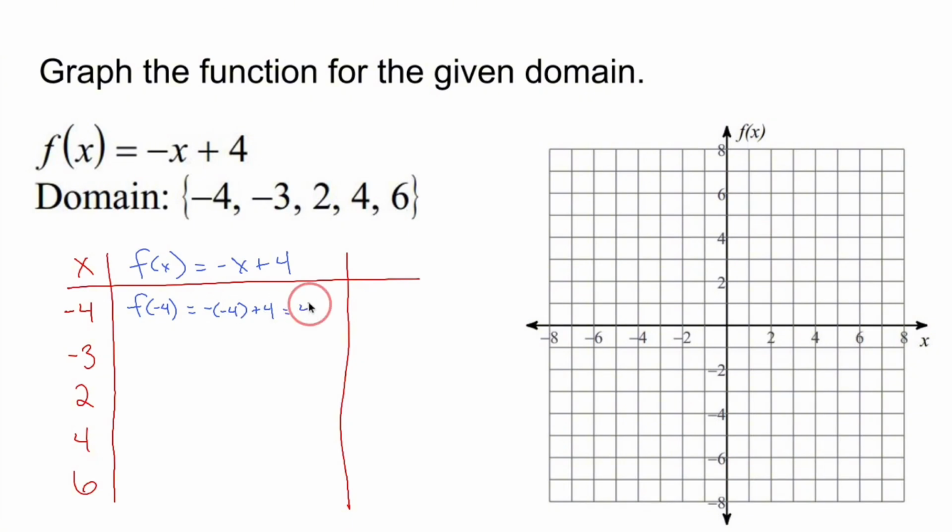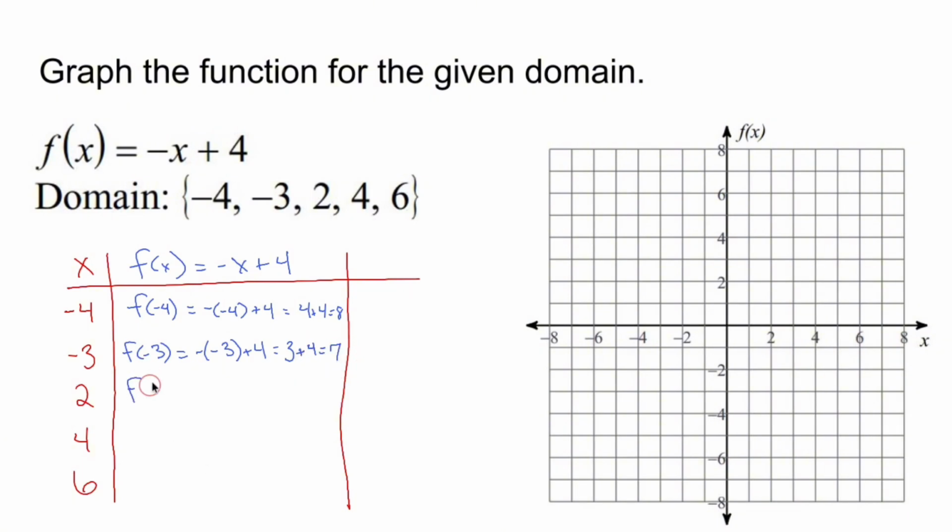-4 is 4 plus 4, and that's going to give you 8. So we'll write that there. We'll deal with that in the third column in a second. Let's do it again. f of -3 equals negative parentheses -3 plus 4. So the double negative becomes positive. 3 plus 4 is 7.